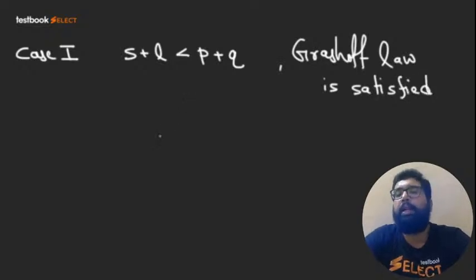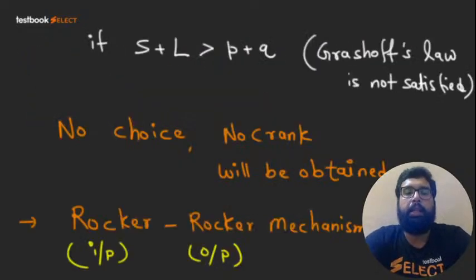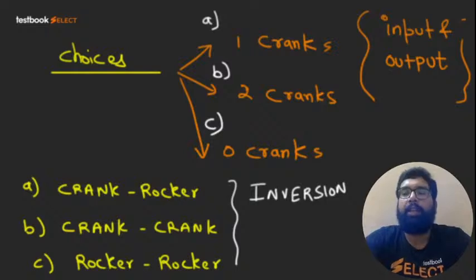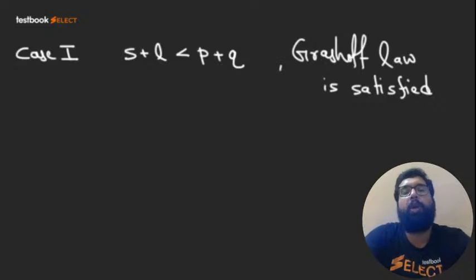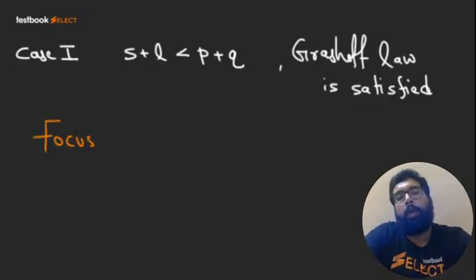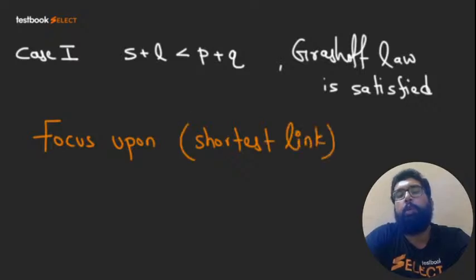Now please understand this. We will be focusing on Grashoff law. How do we make the decision that by fixing what, we will get what inversion? We will focus upon the shortest link. Our focus will be on the position of the shortest link. No matter where the other links are, they can be at any place. We are just focused upon the position of the shortest link. We won't be seeing anything else other than the shortest link.